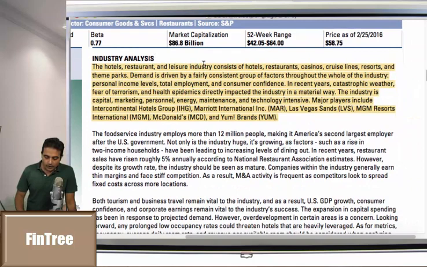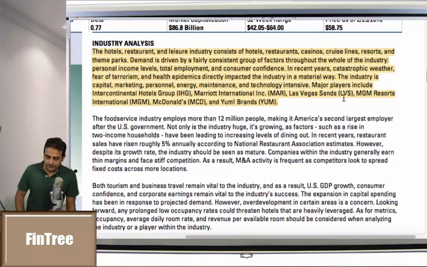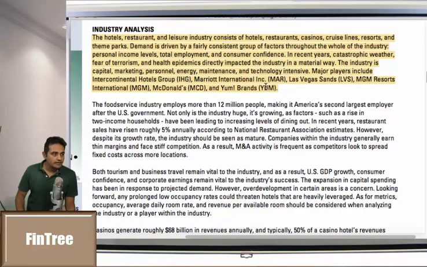The hotel, restaurant and leisure industry consists of hotels, restaurants, casinos and so on. Demand is driven by a fairly consistent group of factors throughout the whole industry: personal income levels, total employment and consumer confidence. In recent years, catastrophic weather, fear of terrorism, and health epidemics directly impacted the industry in a material way. The industry is capital, marketing, personnel, energy, maintenance and technology intensive. And then they have discussed who the major players in this particular segment are.